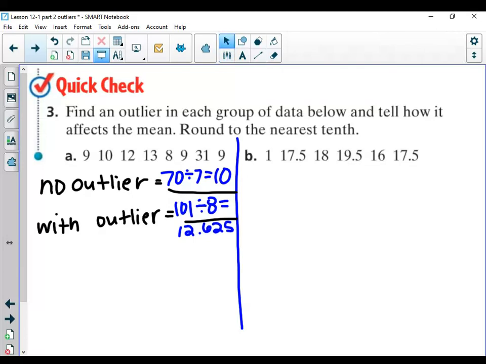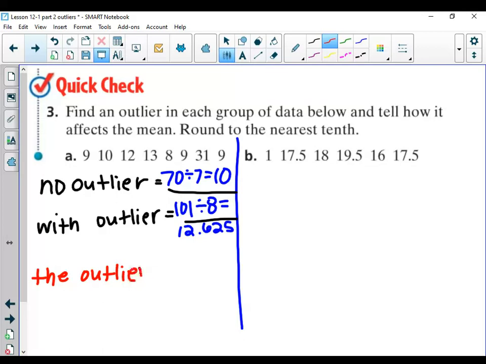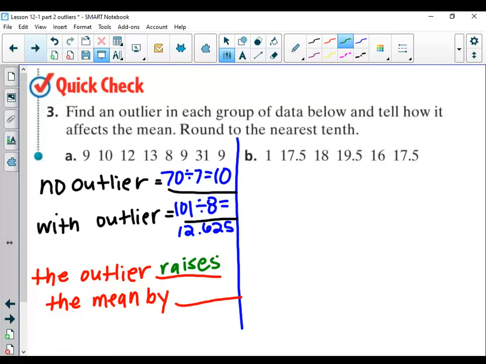So now there's one final part, a sentence. The outlier, and now you can either say raises or lowers. Raises. Raises, are you guys ready? Yep. The mean by 2, a little bit more. 0.625.